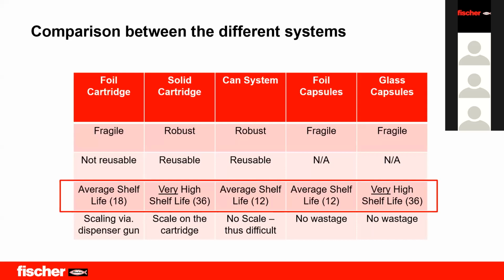Last but not the least, where we can save the chemical is on the scaling. In a solid cartridge, as explained for the Fischer product, there is a scale on the cartridge itself so that there will be no wastage on your site. But in foil, it will not be on the cartridge, but it can be on a dispenser gun or may not. At the same time, in the can system, no waste. And also foil capsules or glass capsules have no wastage because they come in a cylinder shape, as shown in the previous image.